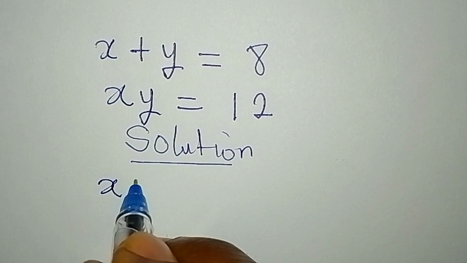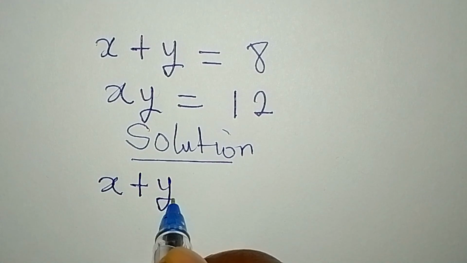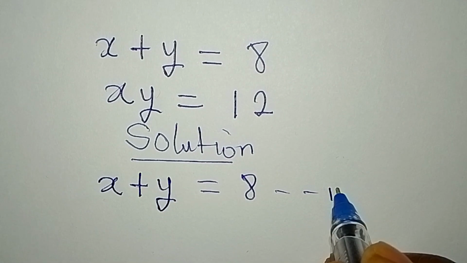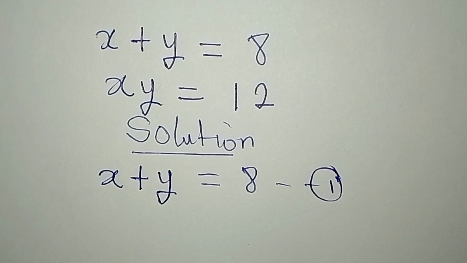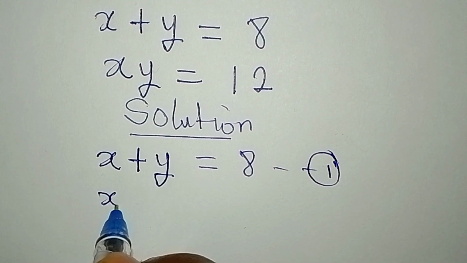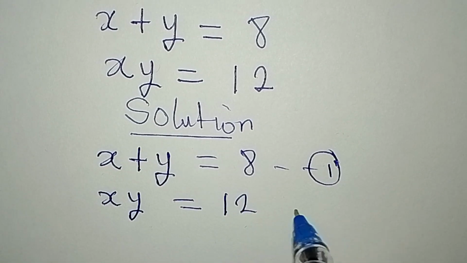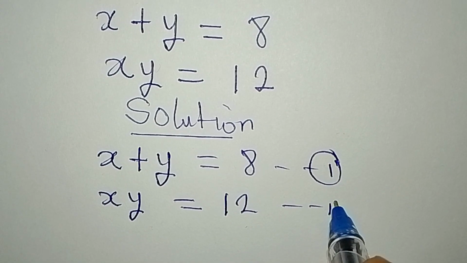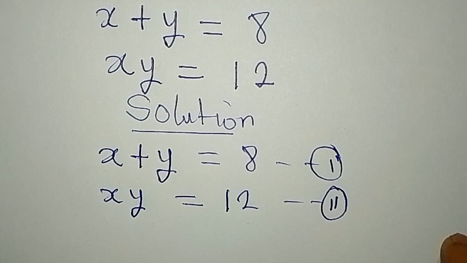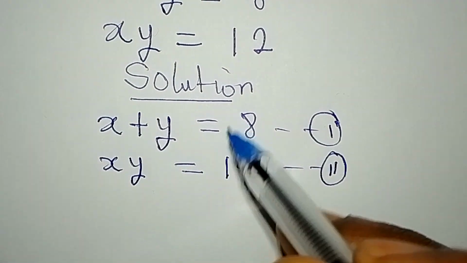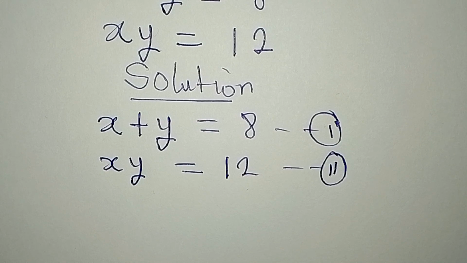We have x plus y equals 8. This becomes equation 1 for us. Then we have x times y equals 12, and this becomes equation 2. Now we are going to develop our equation 3 from any of these, but let's make equation 3 from equation 1.